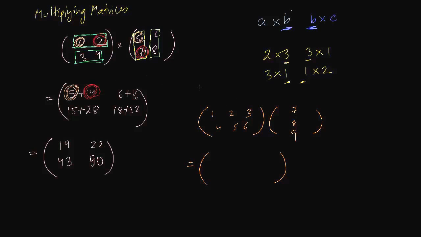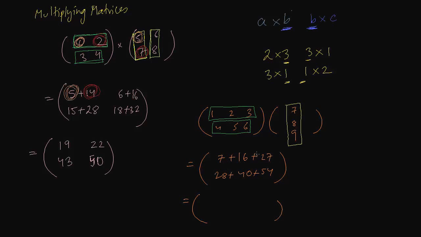So we are going to multiply this row with this column over here. So we have to do this multiplication. So let's move on with this. So 1 times 7 is 7 plus 2 times 8 is 16 plus 3 times 9 is 27. Next, we have the next row over here, which is 4, 5, 6. And when we multiply that, we get 4 times 7 is 28 plus 5 times 8 is 40 plus 6 times 9 is 54. Yes. So this is what we get.